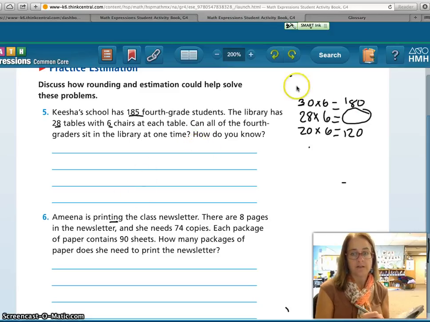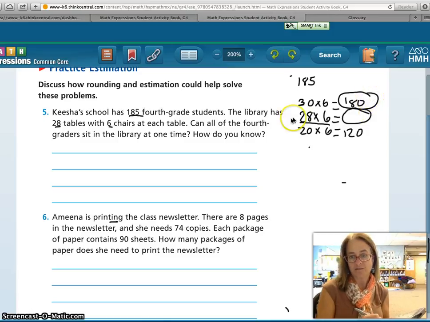Okay? They want to know, is there enough for 185 students to sit? There's not enough room for 185 because even when we do a high estimate, we get 180 chairs. There's not even 180 chairs in there because we rounded this up. So our answer to this would be no, there are not enough chairs because even when we estimated high, we got 180.